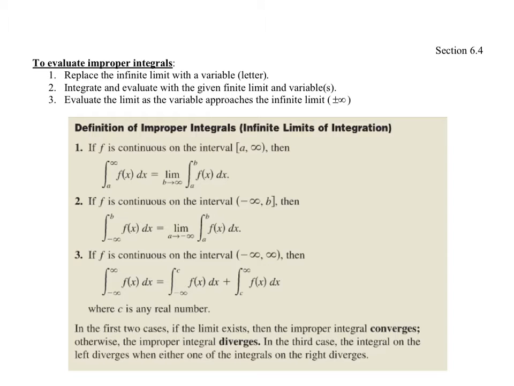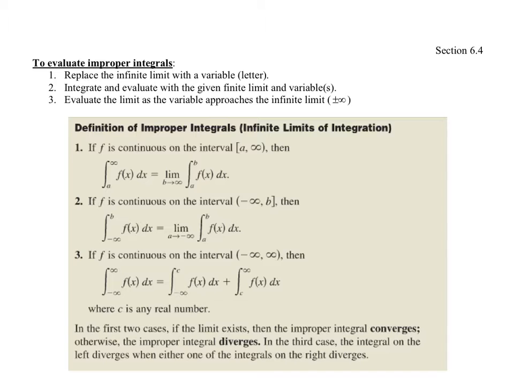So what do we do to evaluate improper integrals? Again, an improper integral is whenever we have infinity or negative infinity as one or both of our limits of integration. Well, all you're going to do is replace that infinite limit, that infinity or negative infinity, with a variable. Just use a letter. I usually use A's and B's. That's what our book uses.